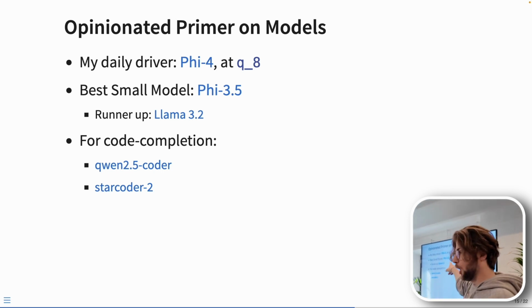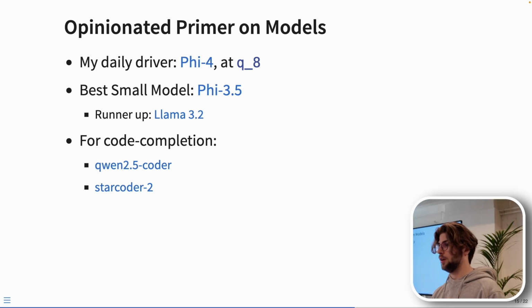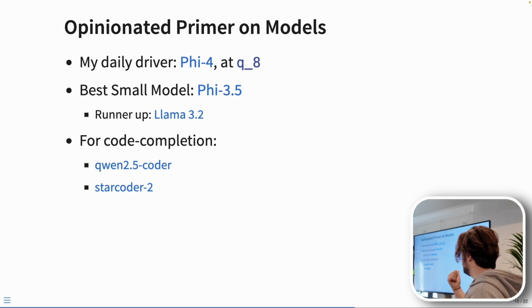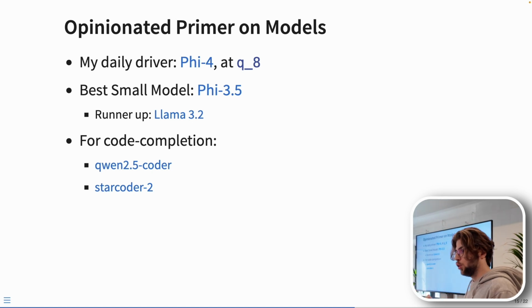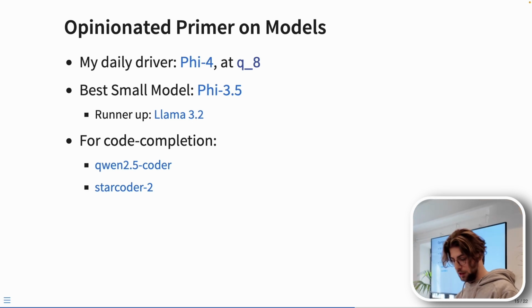Code completion, Qwen 2.5 Coder and StarCoder 2 both are pretty good options. Again, keep in mind running local. Here, I wouldn't try bigger ones because they have Coder at like, I don't know, 7 billion parameters, but it's just going to be so slow that it's not good for code completion. So that's just something to keep in mind.